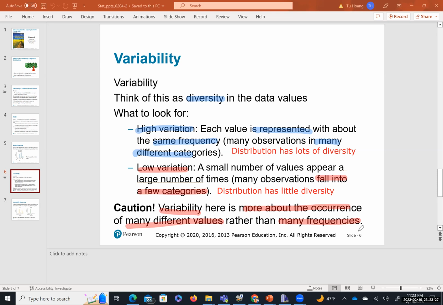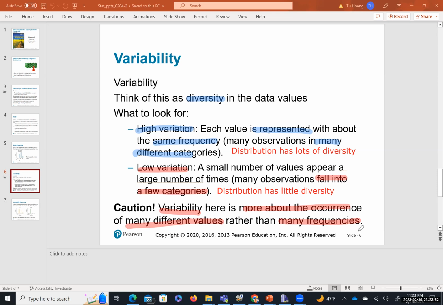Then instead of talking about nationality, I'm talking about gender, just female and male. Or if I talk about marital status, it's going to be single, married, divorced, separated only. So that is not as high variability as the case of talking about nationality, right?